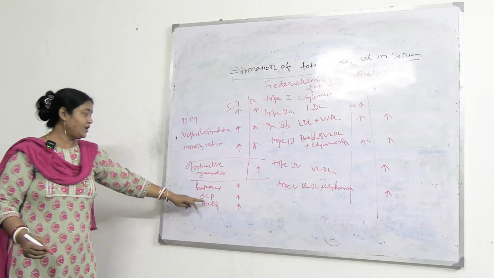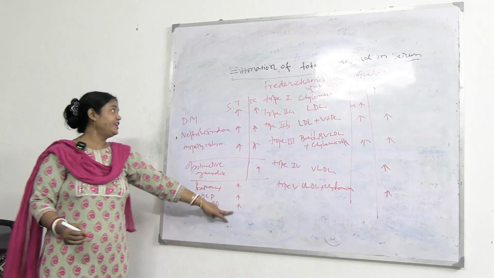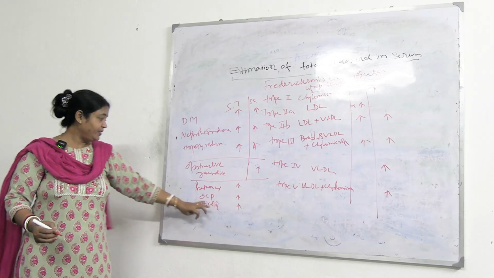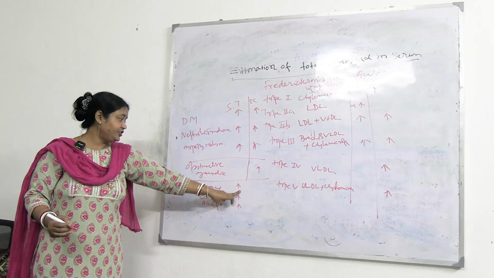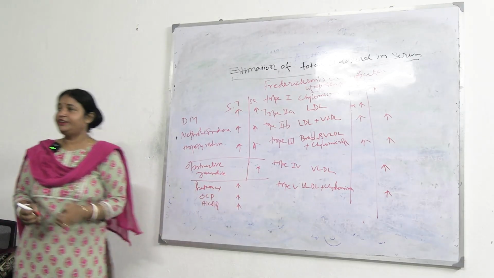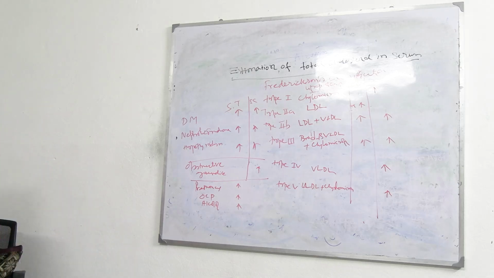In pregnancy, oral contraceptive pill and alcohol, there will be only increase of triglyceride. Anyone having alcohol, there will be increased triglyceride. Pregnancy can lead to increased triglyceride and OCP also will lead to increased triglyceride.